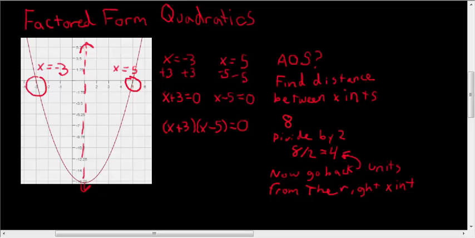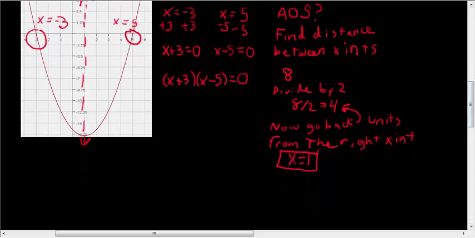Now, if we remember correctly, the axis of symmetry also tells us the x value of the vertex. So we can easily find the vertex now. So since we know that the x value is 1, all we need to do is plug that in to our equation that we came up with earlier and see what the y value is, what the output is. So I'm going to, again, just plug in 1 for x. So I have 1 plus 3 times x minus 5 equals y.